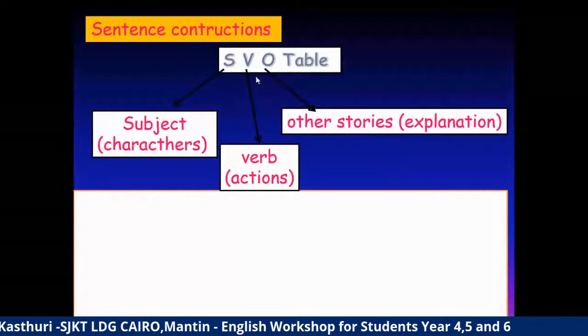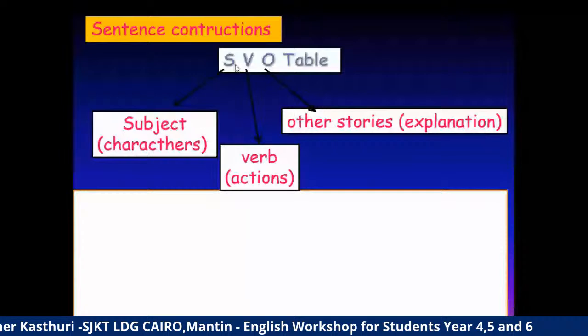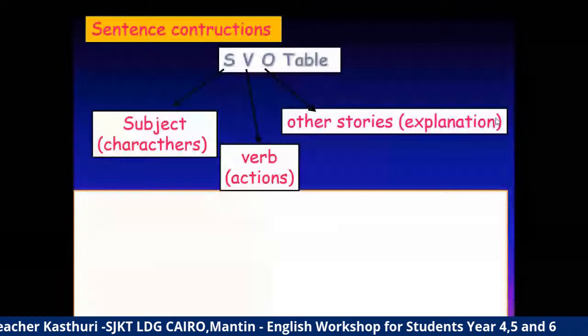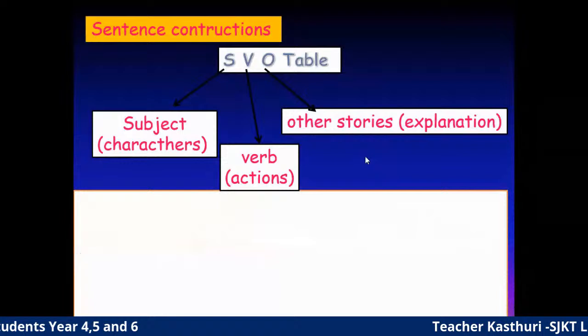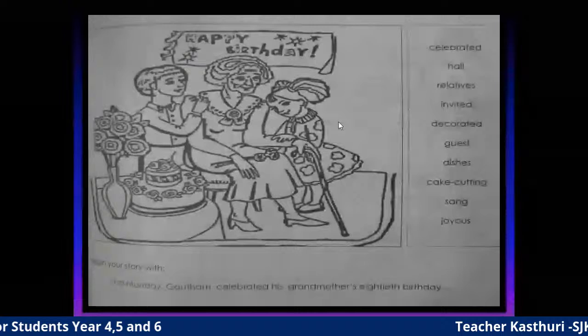So you see, S means subject. When we create a sentence, first we must know the subject. Subject means the characters. V means verb, the actions. O means other stories, the explanation. So look at the men. From this picture, first: celebrated, hall, relatives. We are going to use these.